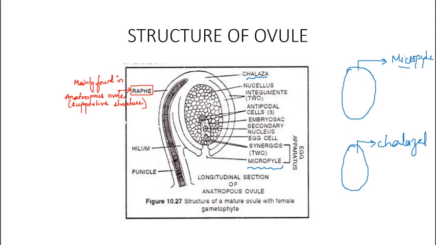The region where the nucellus, the integument and the funicle merge is known as the chalazal end. It is known as the chalazal end, where the funicle, nucellus and the integument merge, and the opposite end is the micropylar end.